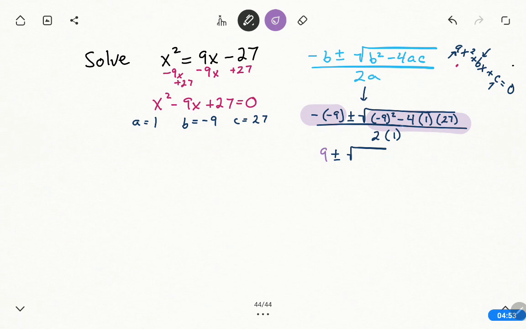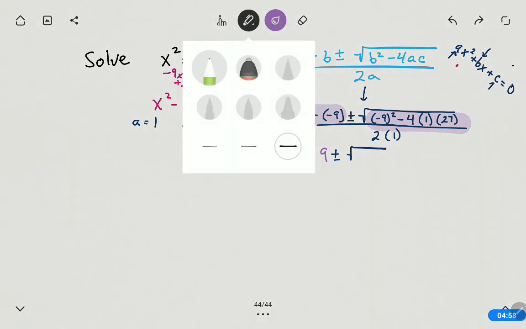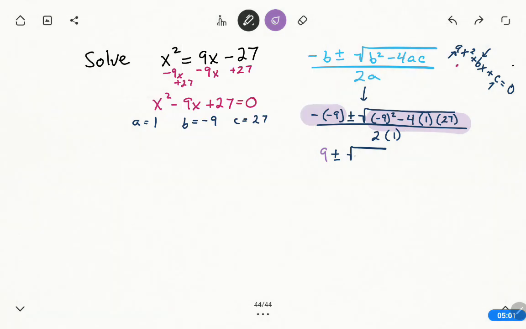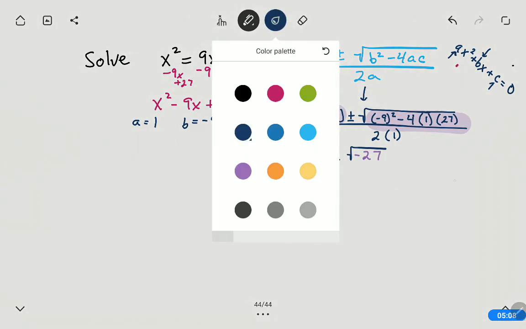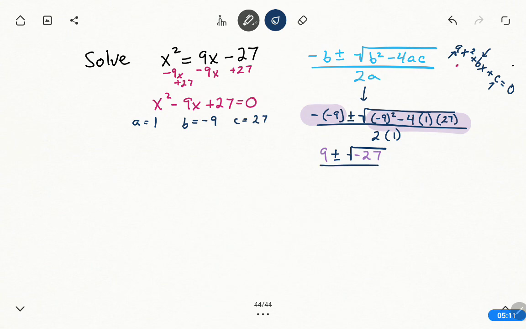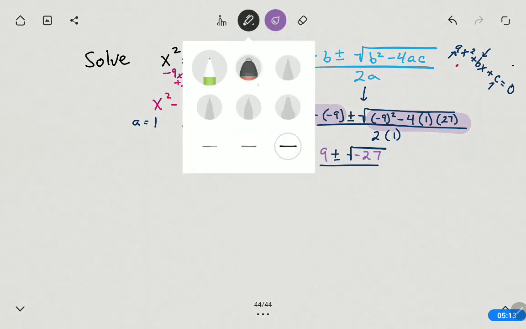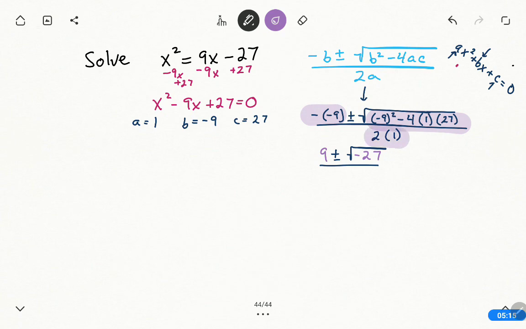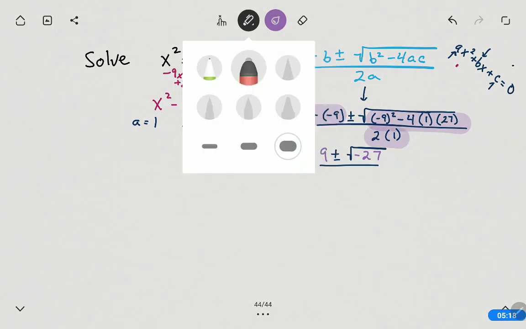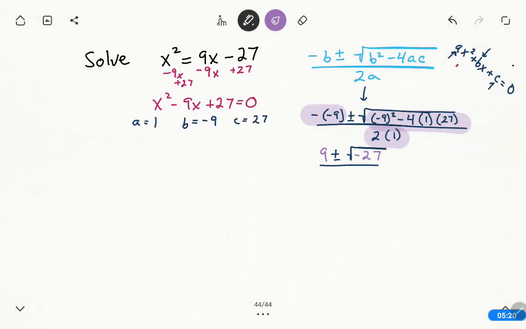So if I type the stuff underneath the radical into the calculator exactly as I wrote it, I get negative 27. And the final thing I always do is get the answer for the bottom of the fraction, which I usually don't actually type in. 2 times 1 is 2. So those are the 3 things I always do after setting it up.